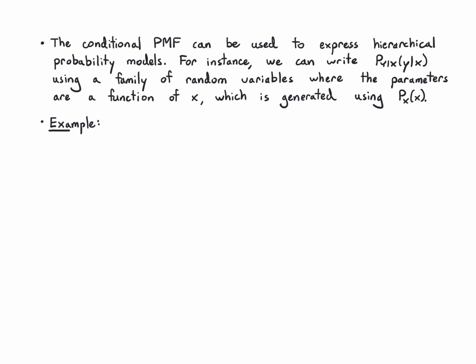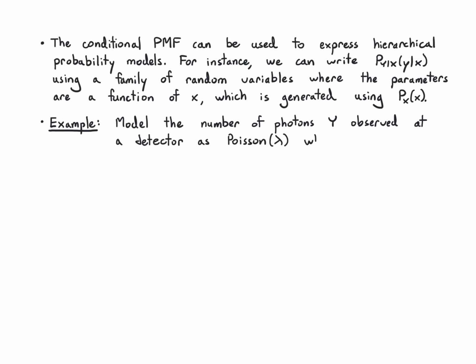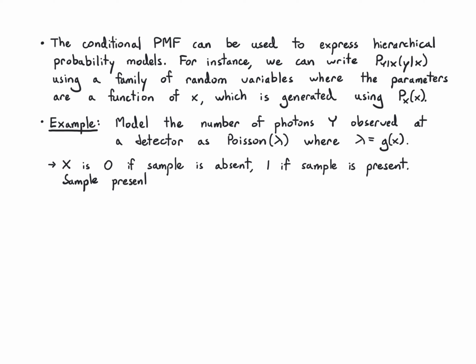So what we're going to do is we're going to model the number of photons, Y, observed at a detector as Poisson lambda. But lambda is going to be a function of X. X is going to be 0 if the sample is absent and 1 if the sample is present. And we're going to say, for now, the sample is present with probability 1/3. So this tells us overall that X is Bernoulli 1/3 because it's 0, 1, and the probability of seeing 1 is 1/3. Okay, that's straightforward. We've done things like that before.